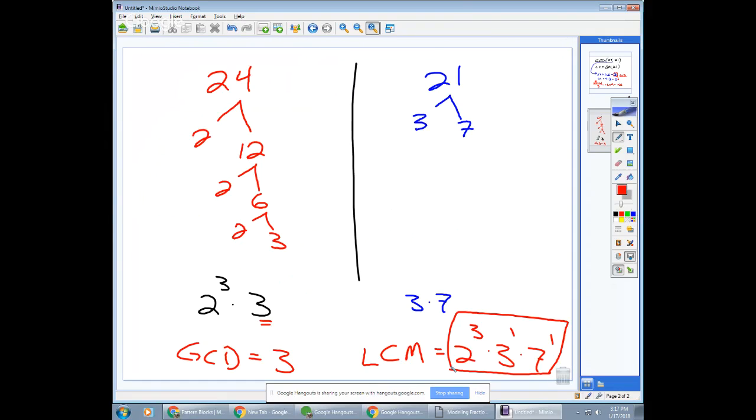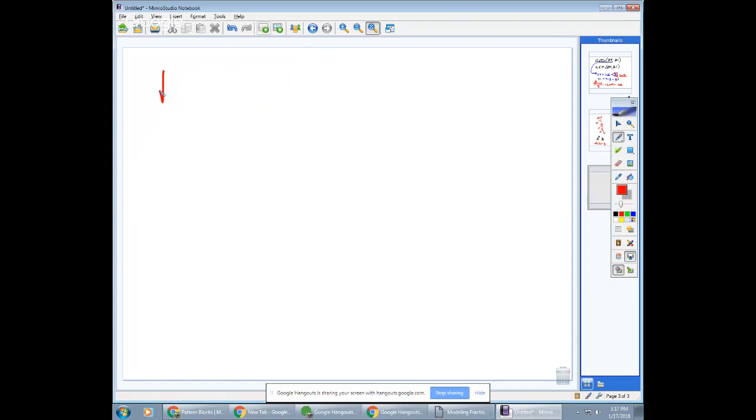So before I go on to fractions, did anybody get stuck on any of the homework problems in the 4.1, 4.2 review or section 4.3? All right. Okay. On we go. Time for fun with fractions.